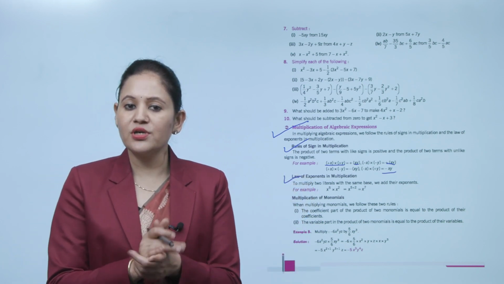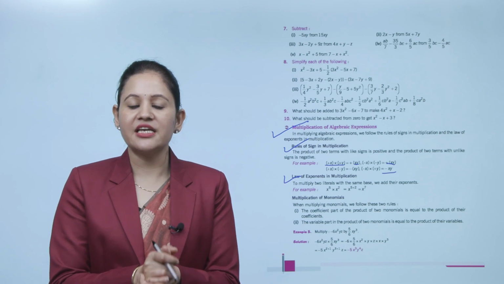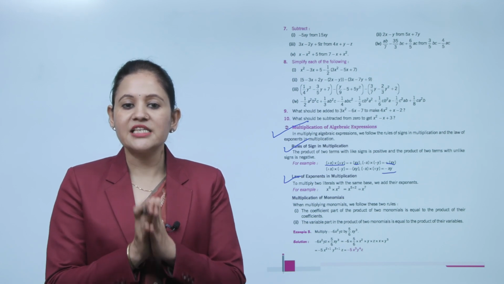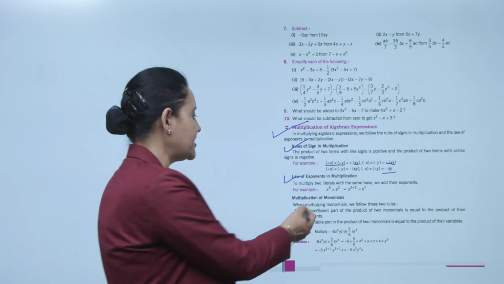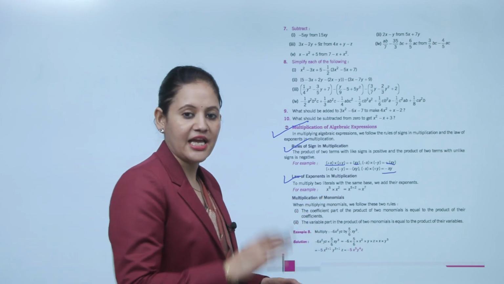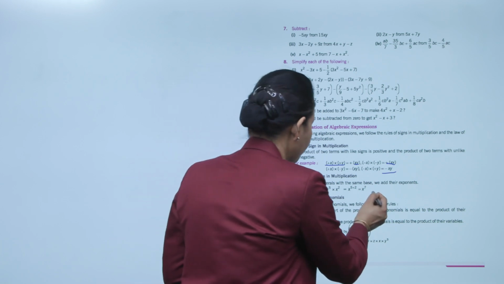Next, laws of exponent in multiplication. To multiply two literals with the same base, we add the exponents. For example, x to the power 5 multiplied by x to the power 2. Here the base is the same, so we'll add the powers: x to the power 5 plus 2, that is x to the power 7.